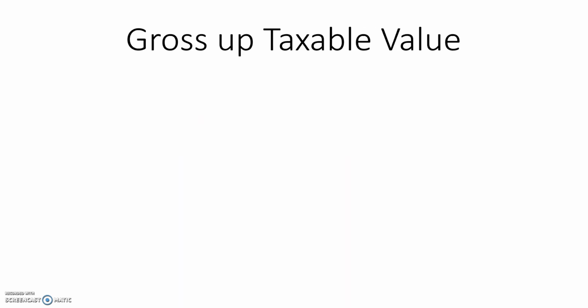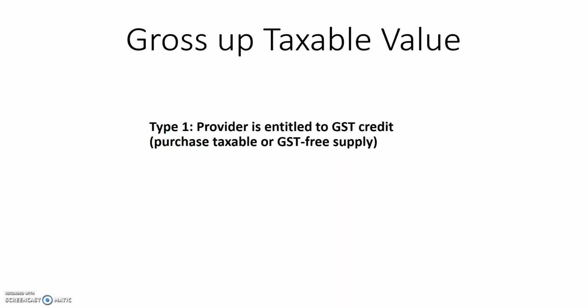So when you're grossing up taxable value, as I just mentioned, there's type 1 or type 2. Type 1 gross up is when the provider is entitled to a GST credit. This is when they purchase taxable or GST-free supplies. If you want to learn more about that, you can watch the GST video. And type 2 is when the provider is not entitled to claim a GST credit. This is for input taxed supplies. Simply, the ATO provides gross up values for type 1 and type 2 in separate tables, so you just look at which table is relevant for the question.